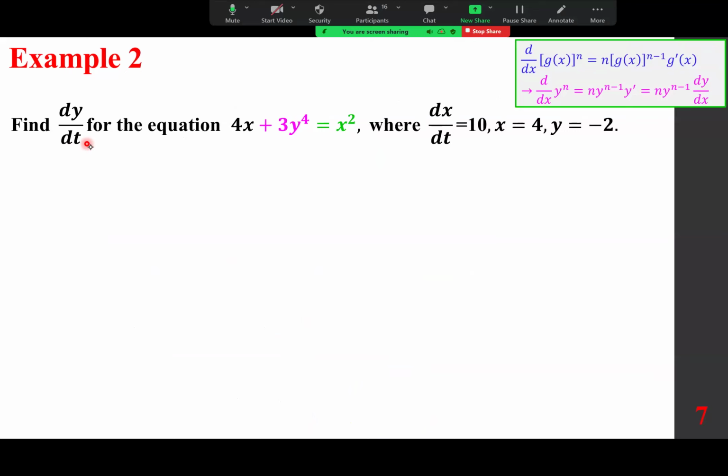Find dy/dt for the equation 4x plus 3y to the power 4 equals x squared, where dx/dt is 10, x is 4, y equals -2. Before we move on, the very first thing we should notice is that the independent variable is t because they're asking for dy/dt. Therefore the derivative of y is dy/dt, and the derivative of x is dx/dt. It's not 1.